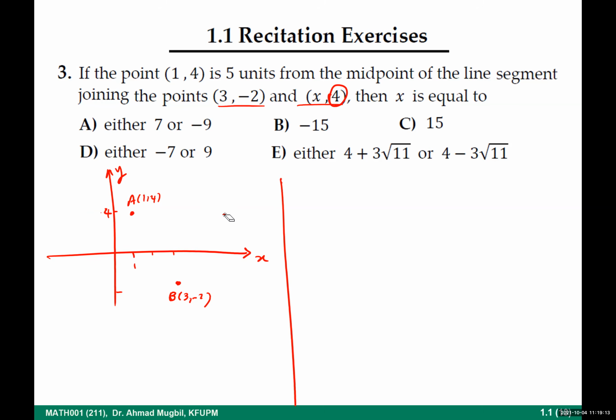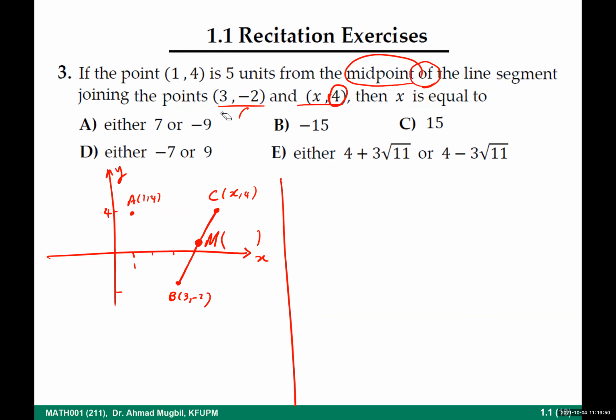So let me say that it is here. This is the point, let's call it C. This point is X and 4. I'm sure that it is on the same line with this point. So the midpoint is between which points that he is talking about here? It is between C and B. So let's say it is here. This is the midpoint. Let's call it M.